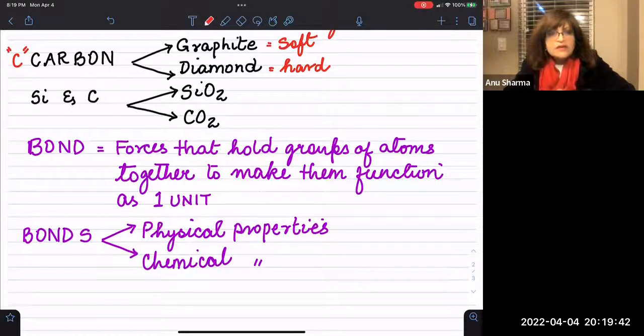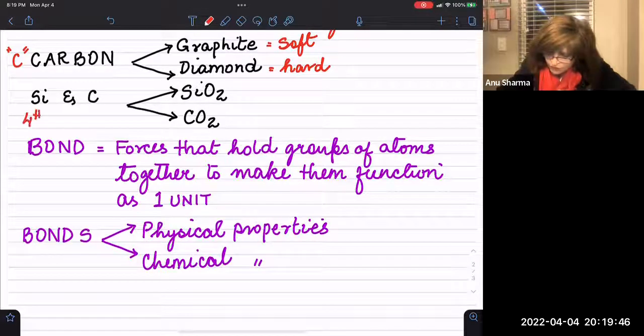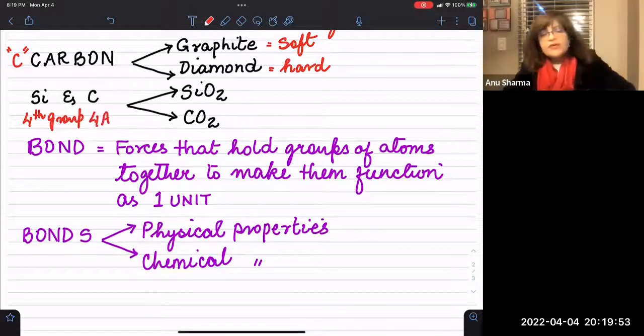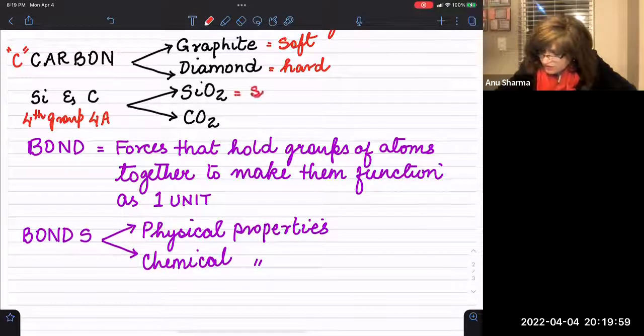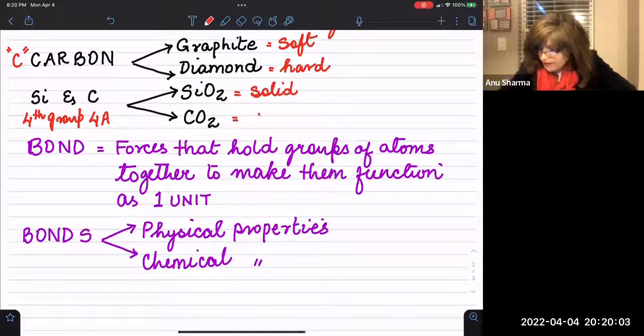Similarly, look at silicon and carbon. Both of them belong to the fourth group, 4A. Okay, so in group 4A, silicon and carbon, when they combine with oxygen, one gives silicon dioxide, which is a solid, and you can see. But the other one gives a gas, which is invisible, and you can't even see it.